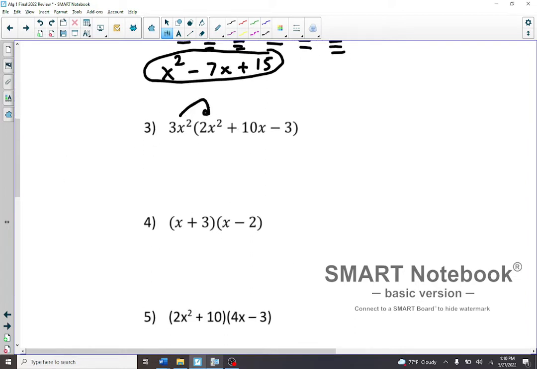3x squared, we're going to distribute because it's a multiplication right next to the parenthesis. So 3x squared times 2x squared, we're going to use the exponent rules. 3 times 2 is 6. x squared times x squared is x to the 4th.